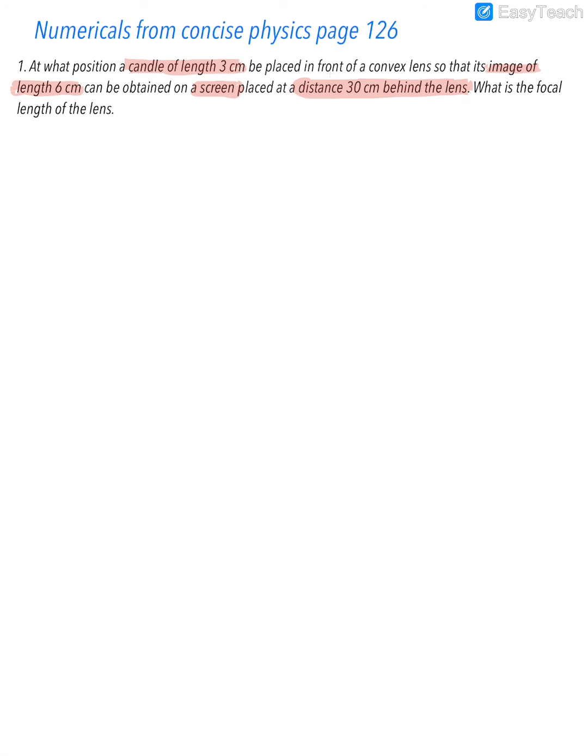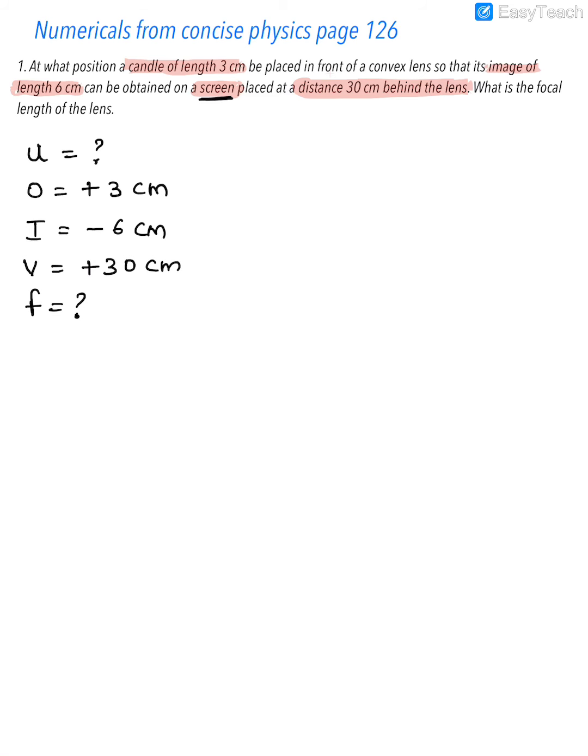So first we are given what? That u is equal to question mark. O is equal to +3, because O is always positive. I is equal to -6. Guys, the catch is, they are not telling us it's minus. You have to realize it's minus because the image is obtained on a screen, so it's a real image. At a distance of 30 centimeter behind, on the right side the image is formed, so v will be +30. What is the focal length of the lens? So f is equal to question mark. Now, since you know O and I, right?